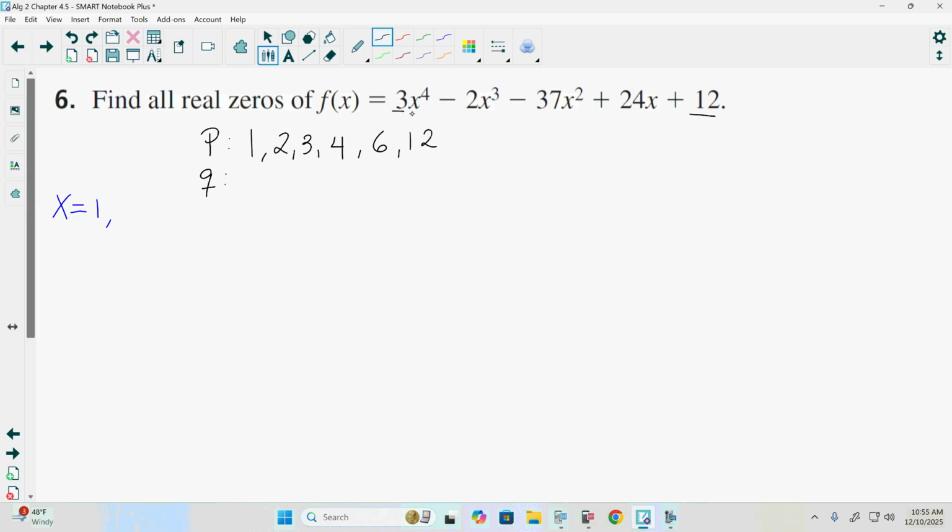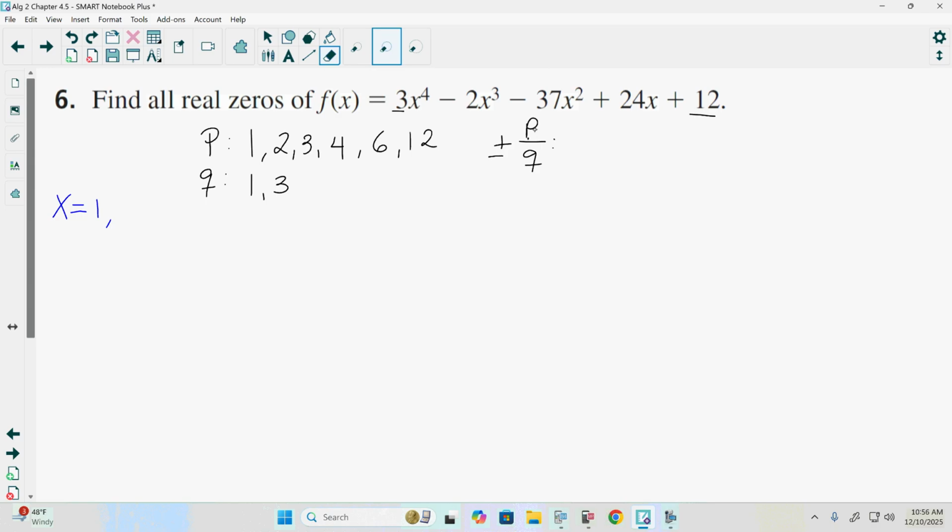Q is the factors of the leading coefficient, the number in front of the variable with the biggest exponent. And that is 3. So we're looking for the factors of 3, the numbers that multiply together to give us 3. Well, it's 1 and 3. Because it's prime, there's only one set of factors. Questions on how we found the factors of p? Are these numbers for p or these numbers for q?